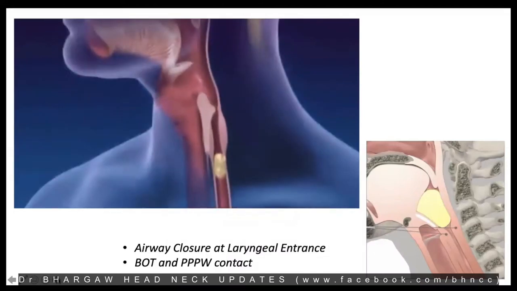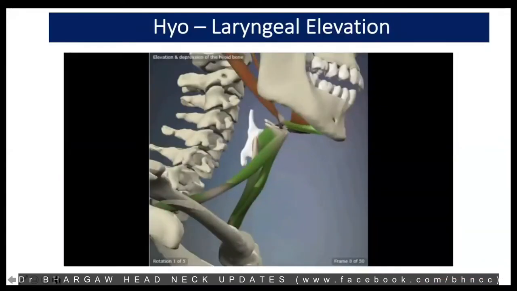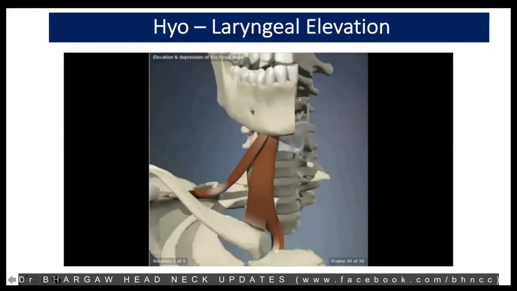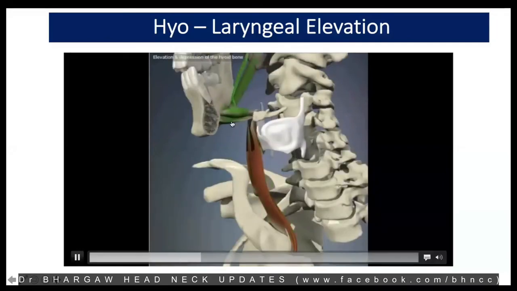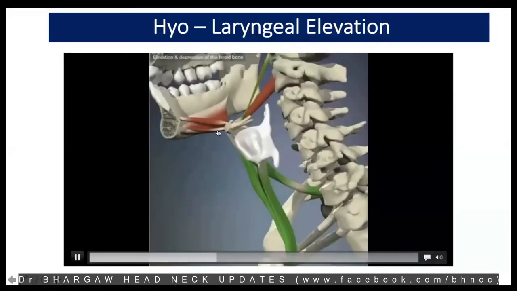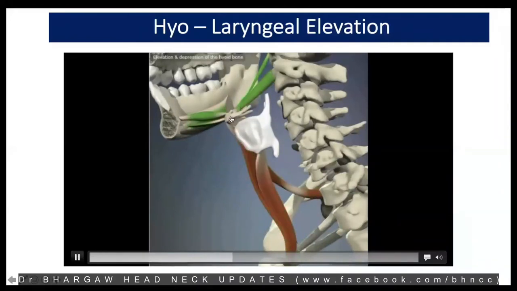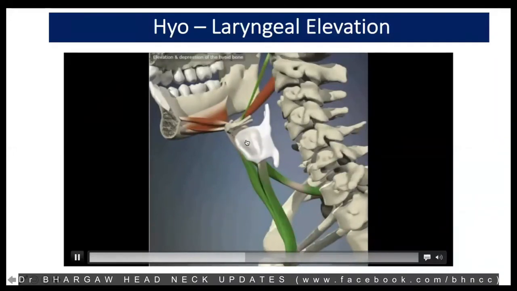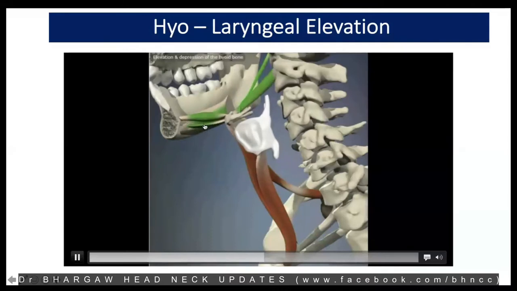Now, another important part of physiology you have to know is the hyolaryngeal elevation. This is mainly done by the suprahyoid muscles, which also include the extrinsic muscles of the tongue and the floor of the mouth, and all these muscles are connected superiorly to the hyoid bone. This helps in elevating the larynx upwards and forwards, anteriorly.